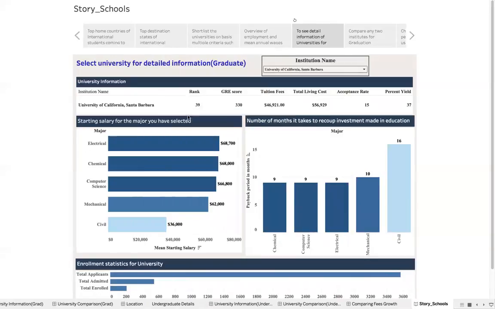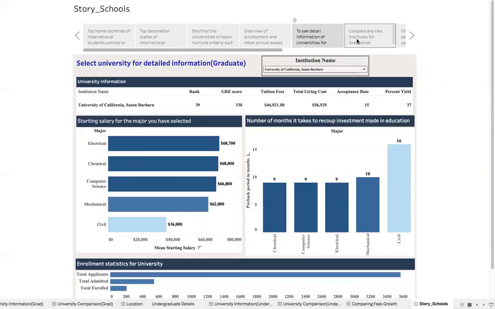So here she can see the ranking of this university, the GRE score which they accept, the average GRE score basically, the tuition fees, living cost of the state, the acceptance rate, the percent yield, it's 37%, and other information like what are the starting salaries for the students graduating from this particular university in all the majors, and what is the payback period. And this enrollment statistics of the university can help the students get an idea of what are the chances of getting into this university. Like, this can help the students to know the acceptance rate and the percent yield of this particular university.